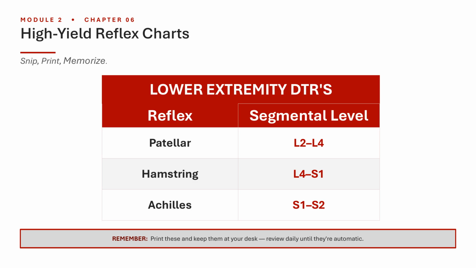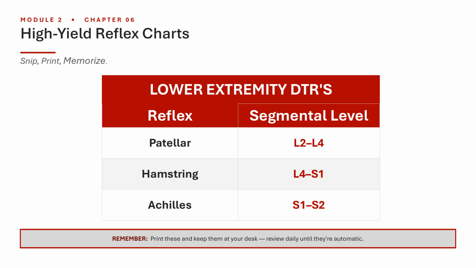Again, print this, photograph it, or write it out by hand. These charts are your clinical reference. Lower extremity summary, L3 to L4, patellar reflex femoral nerve, S1 to S2, Achilles reflex tibial nerve, simple and clean. The lumbar reflex covers the quadriceps. The sacral reflex covers the gastrocnemius soleus complex.